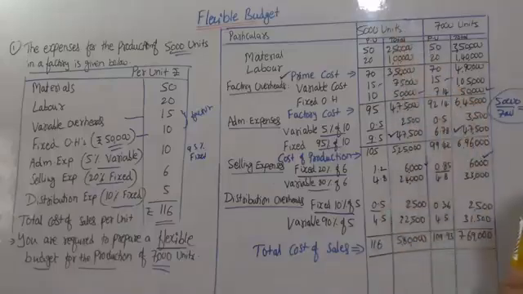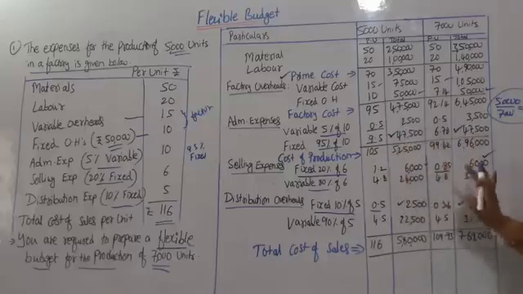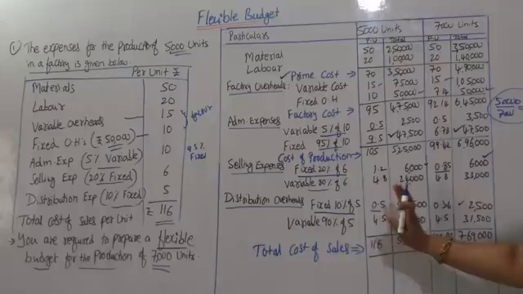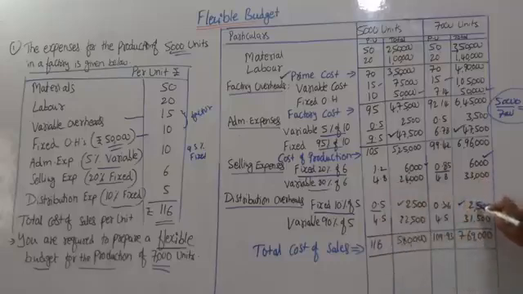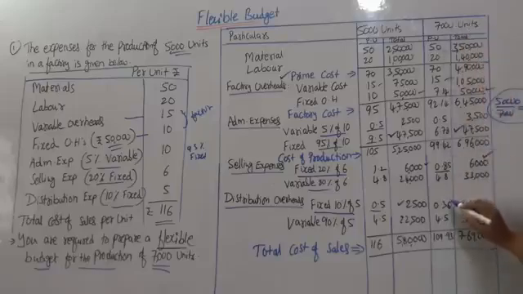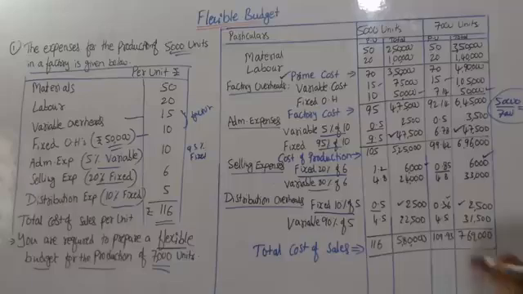0.5 into 5,000 is 2,500. The same 2,500 we will write here also. Same as the previous one, fixed is fixed: once you fix it here, the same amount we are writing. Now this 2,500 divided by 7,000, you get 0.36.